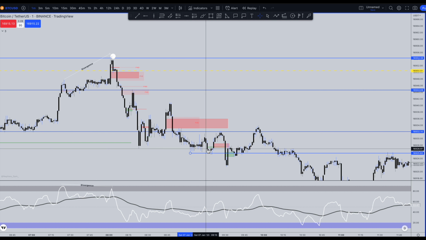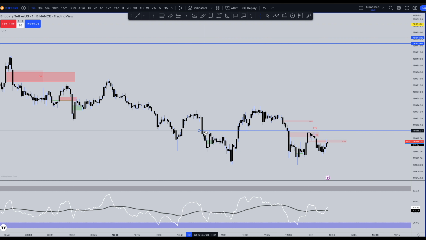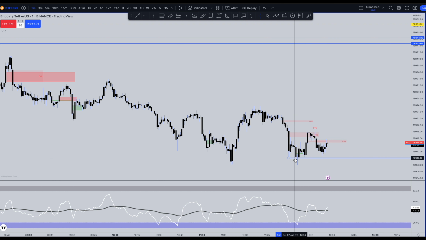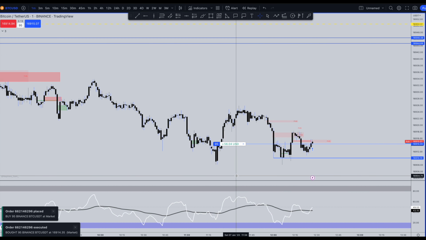So even if you were entering here, you'd still be in, move up, moved into profit with a stop loss, and then you're out. So previous low. Oh, we're on, look. We're on, look, bam. Getting a bit late here.